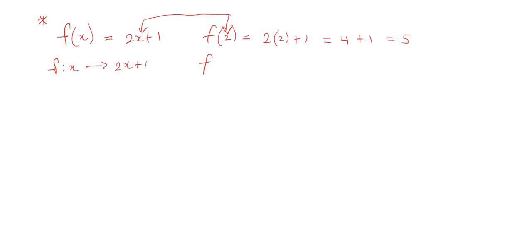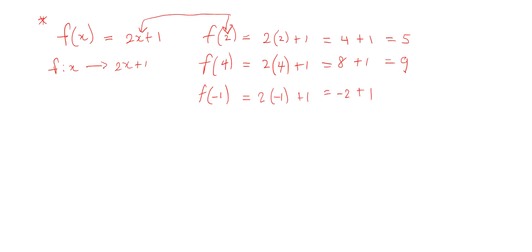So if I were to ask you f of 4, f of 4 would be equal to 2 multiplied by 4 plus 1, which is equal to 8 plus 1, which is equal to 9. F of minus 1 will be equal to 2 by minus 1 plus 1, which is equal to minus 2 plus 1, which is equal to minus 1. So when they give us a function and they ask us to find f of something, we just need to substitute into the function that they gave us.